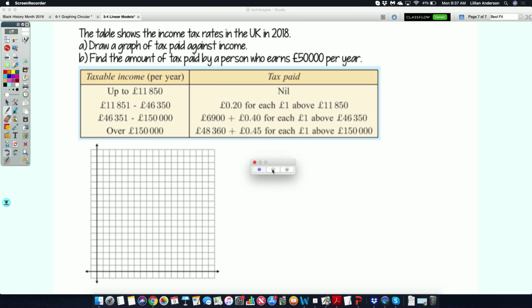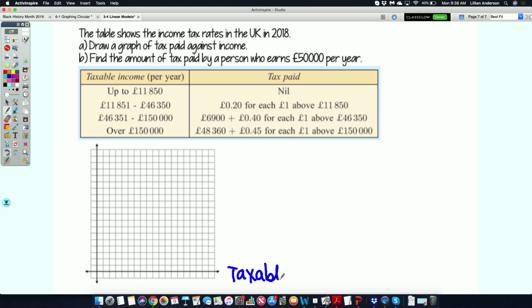Here we go. The table shows the income tax rates in the UK in 2018. This time we're actually going to draw the graph of tax paid against income, and find the amount of tax paid by a person who earns £50,000 per year. So we have this data here that represents taxable income per year and the taxes paid. When we create our graph, we need to figure out what is our independent variable. What's going to go on our horizontal axis? Income per year, that taxable income per year.